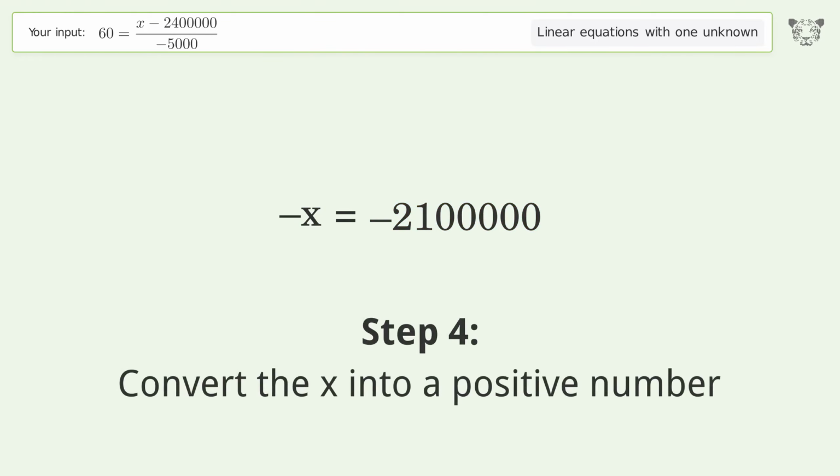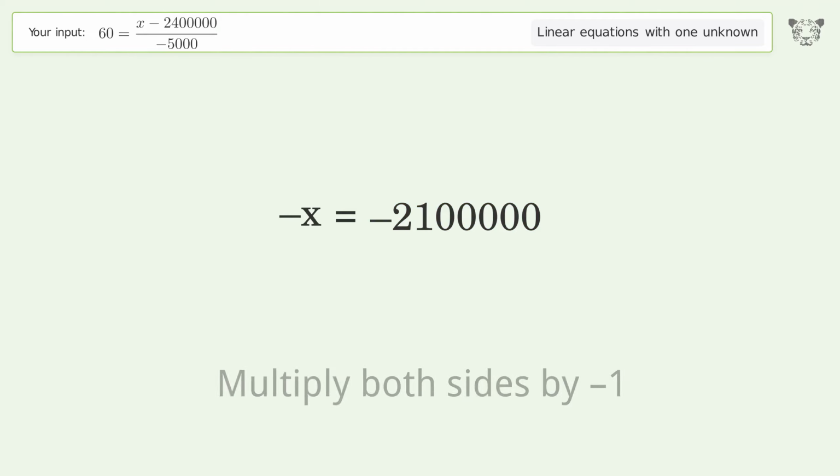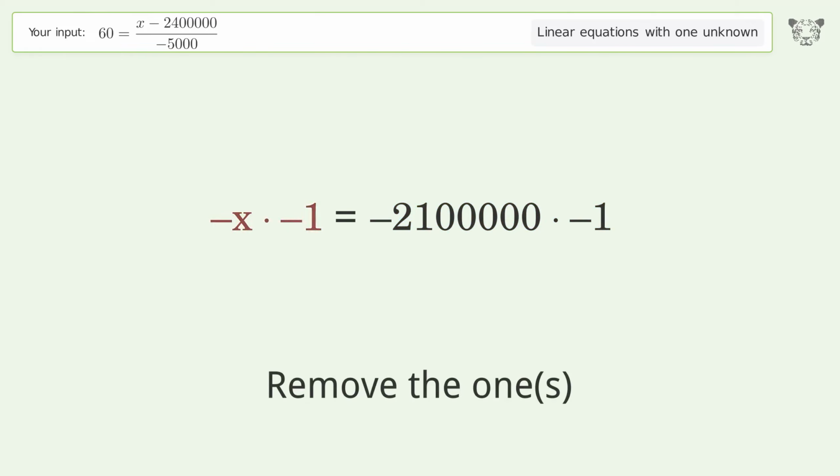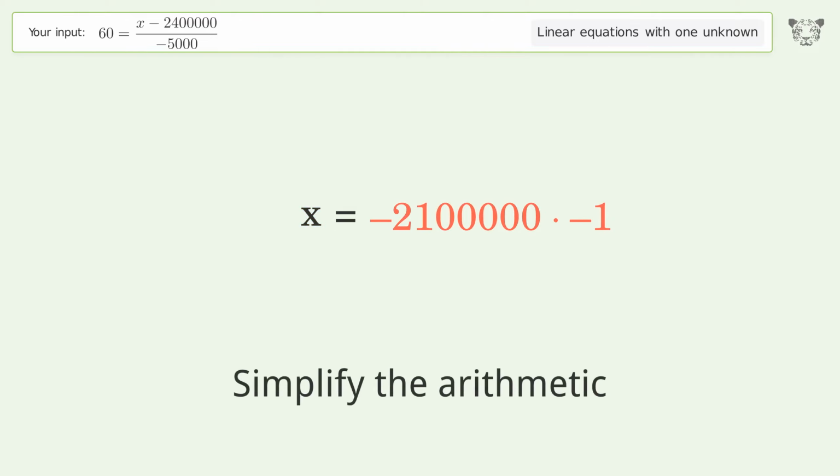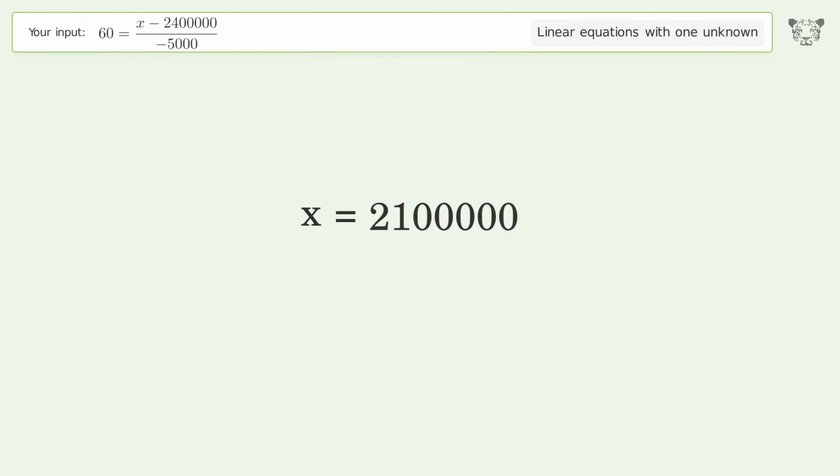Convert the x into a positive number. Multiply both sides by -1. Remove the ones. Simplify the arithmetic. And so the final result is x equals 2,100,000.